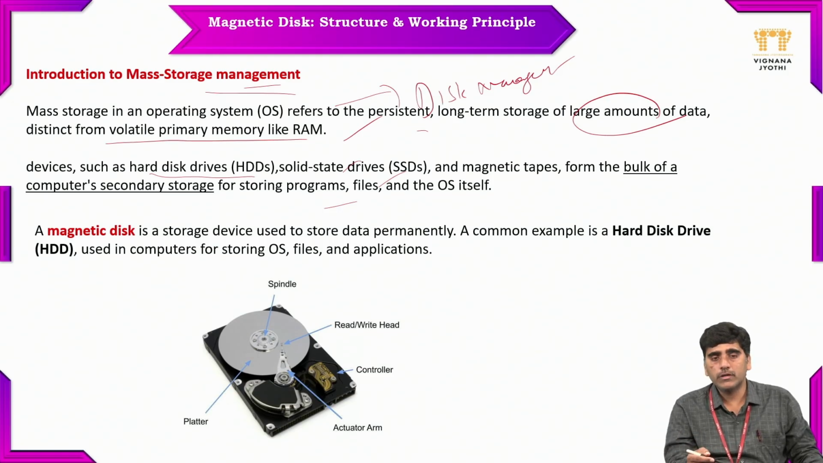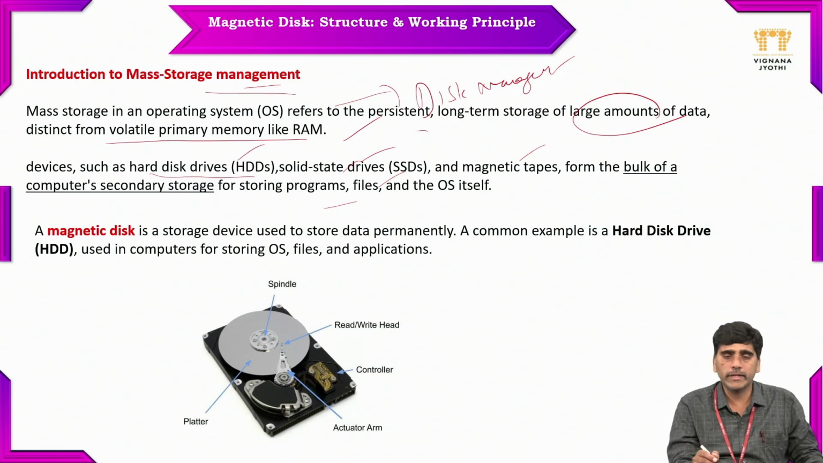So all the devices that store a large amount of data for a long period of time, compared with primary memories like RAM, are called mass storage devices. Here we can see examples: hard disk drives, solid state drives and magnetic tapes are examples of mass storage devices.